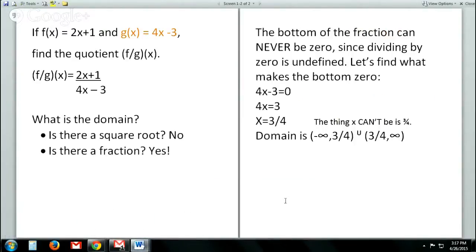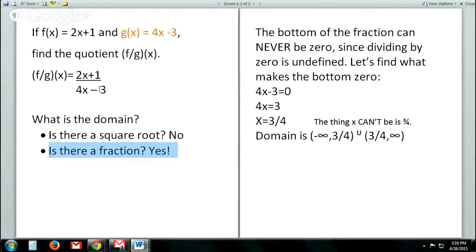Let's look at our next combination, which is to divide these two things. When you say f divided by g of x, that means take the one called f, which was 2x plus 1, put it on the top. Take the one called g, that's 4x minus 3, put it on the bottom. Now, this time, as we think about the domain, have you got a fraction there?